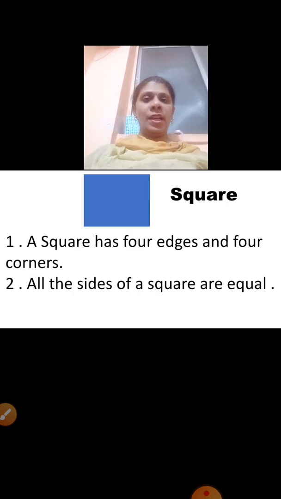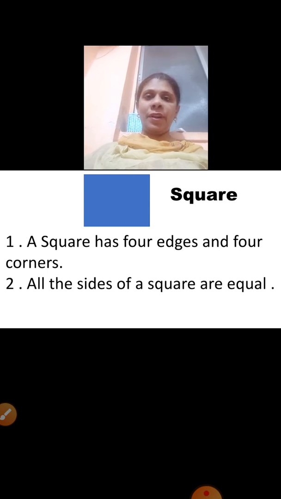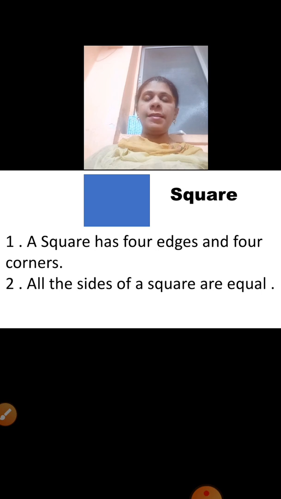Now, let us see which figure is there. Tell me, what is the figure? Correct, square. It is a square. So, how are we going to define a square? A square has 4 edges and 4 corners. Children, you are going to repeat after me, 2 times, 3 times, what the teacher is saying. Okay? So repeat after me.